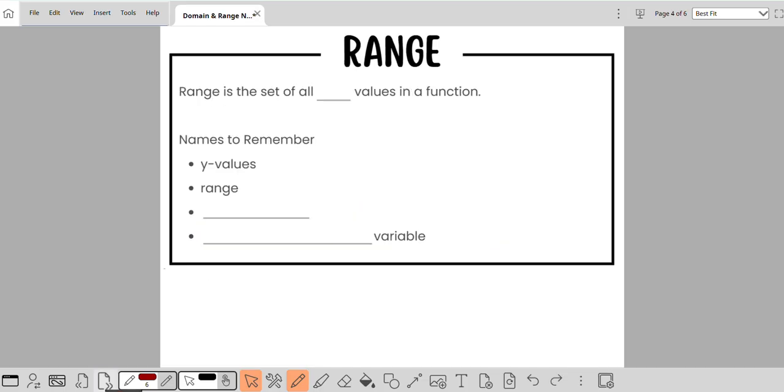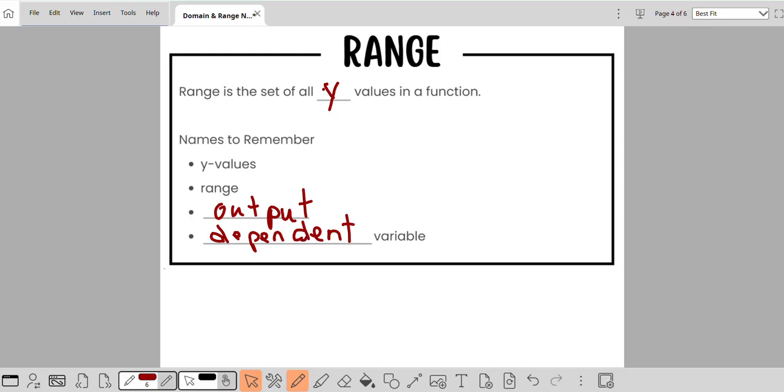Now we're going to talk about range, and I bet y'all can guess what the range is, because we were just talking about x values, correct? So now we're going to be talking about y values in a function. Names to remember, just like we had names for domain, we have names for range. Y values, range, output, and dependent variable.